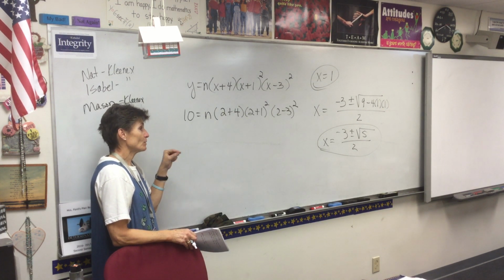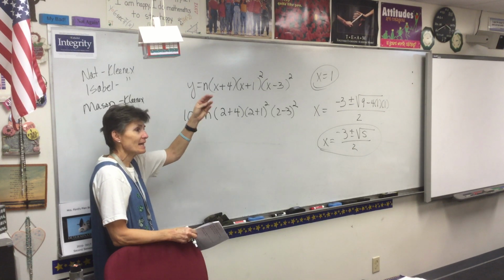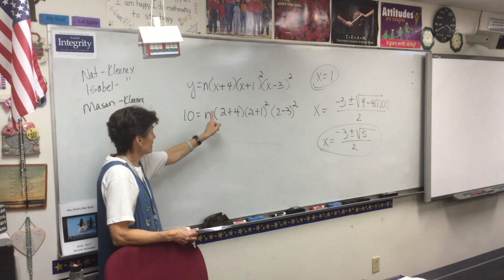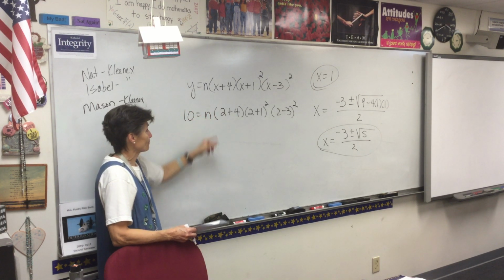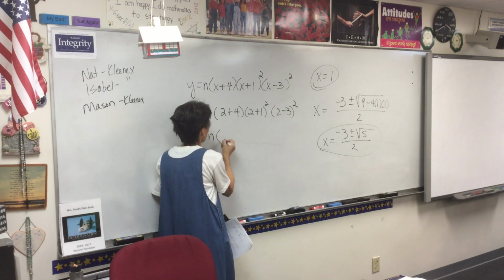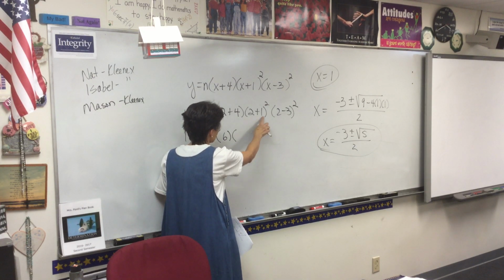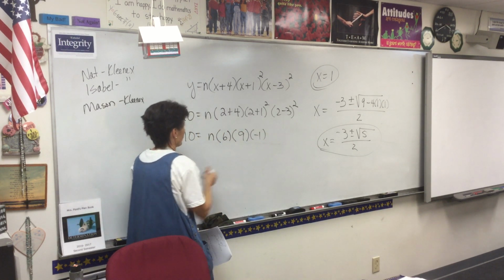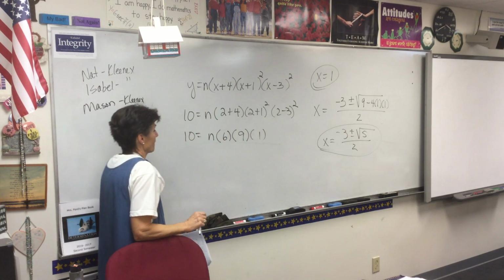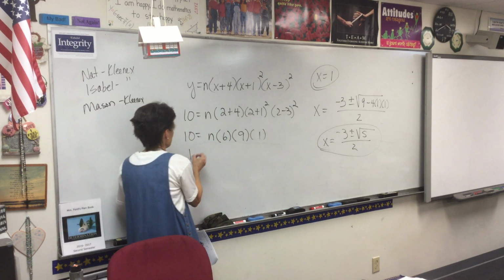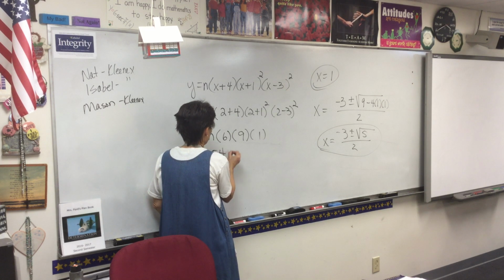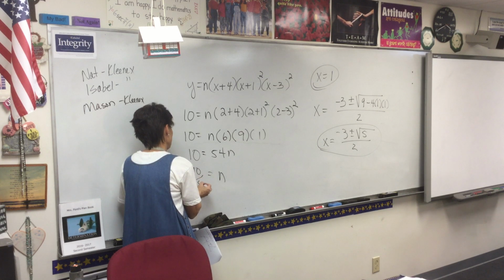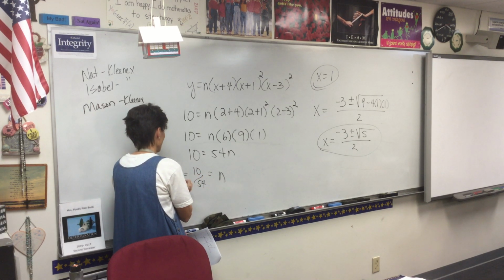You should remember to do that, kids, because that 2 comma 10 is just there. You've got to think to yourself, well, why is that point there? That point is there to help you find that leading coefficient. So 10 equals n times 6, what's this? 9, and negative 1? Or well, positive 1, I'm sorry, I squared it. So 10 equals 54n. So n equals 10 over 54, which is 5 over 27.